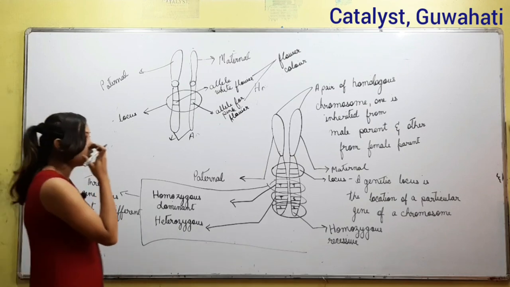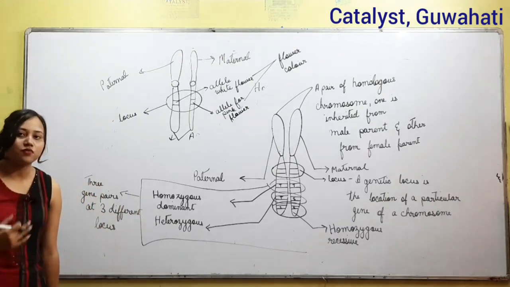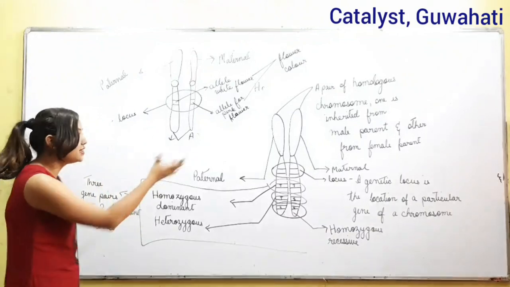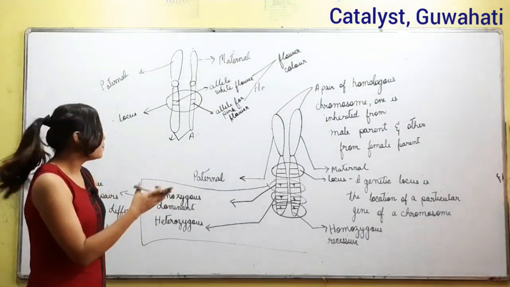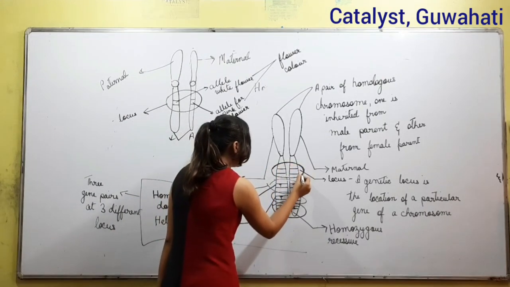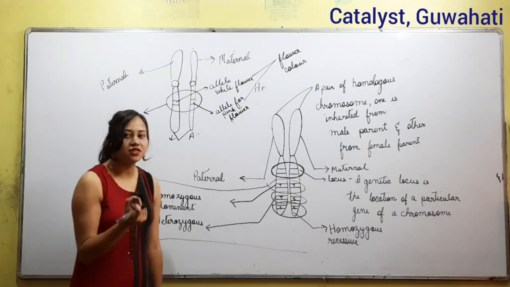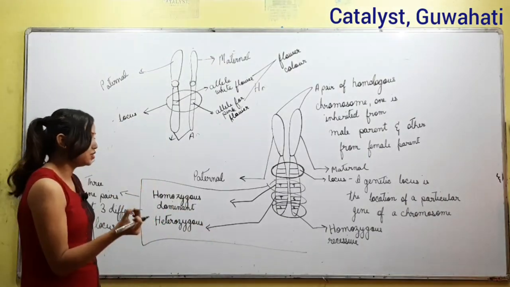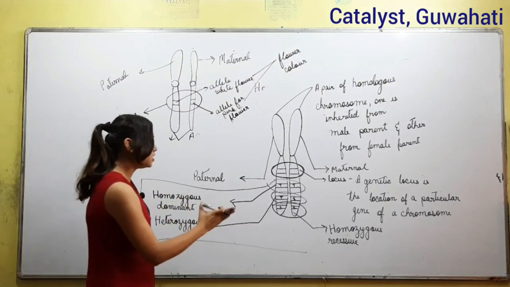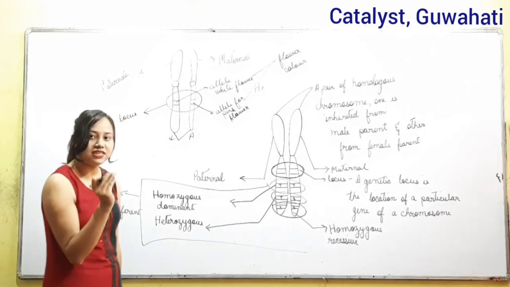So this is a pair of homologous chromosomes in which one chromosome is inherited from the paternal side and the other is inherited from the maternal side. In this chromosome, a particular region which gives the location of a particular gene is known as a locus. Okay, so from each locus, different genes and their particular alleles will be present.